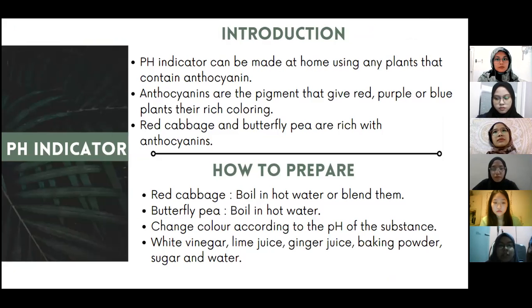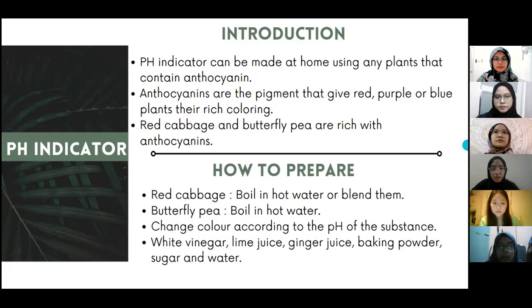Red flowers like red hibiscus and red rose, blue plants like blue chicory, and purple plants like purple sage and common violet contain anthocyanins. Some of these flowers are traditionally used as folk medicine, colorants, and food. For this experiment, red cabbage and butterfly pea are used because they are rich in anthocyanin.